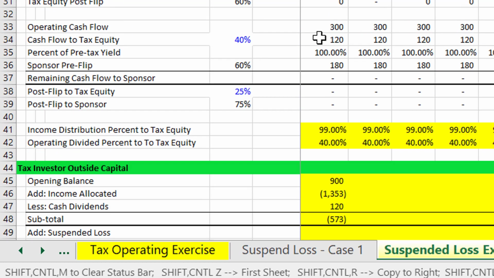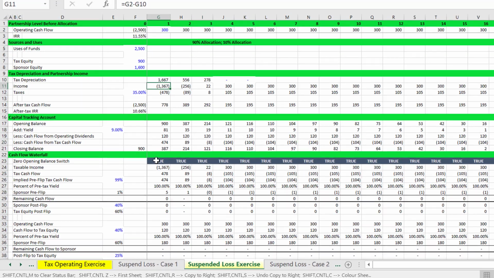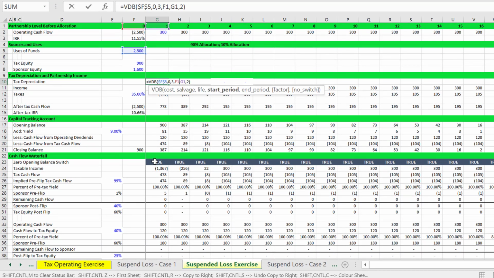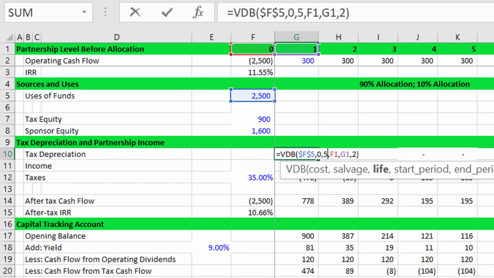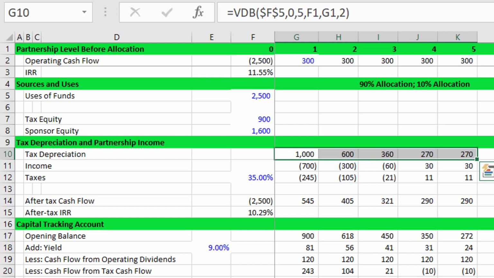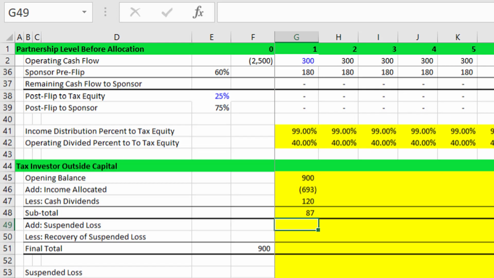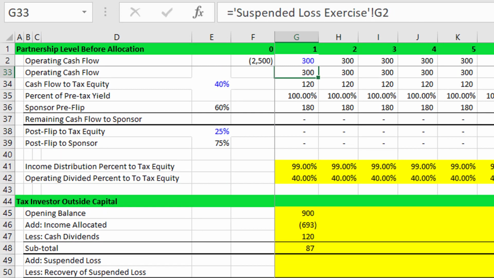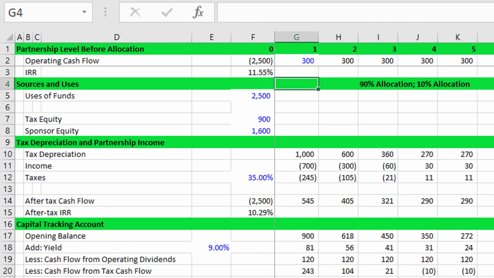You know what I'm going to do? I'm going to change a few things. I'm going to make this a 5-year tax depreciation. First thing, 1, 2, 3, 4, 5, Control R. And then we have a little bit of positive. And how about we'll make the tax investor put 1,200 in. Okay, make it a little different.